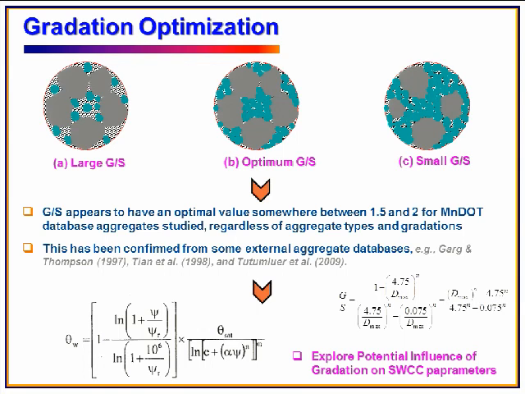Another thing we are trying to study is how the gradation will affect the moisture suction relationship. For example, we can find if there is any relationship between the soil water characteristic curve parameters and those gradation parameters.